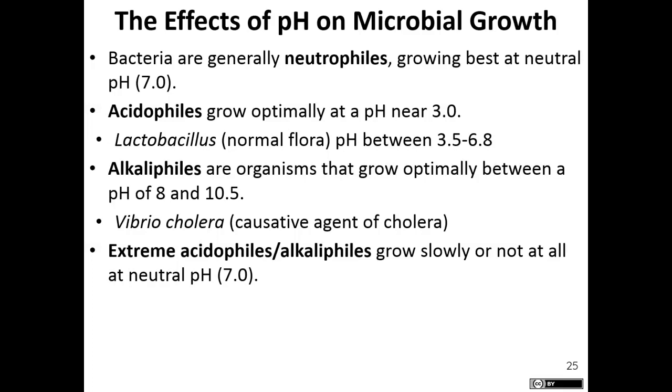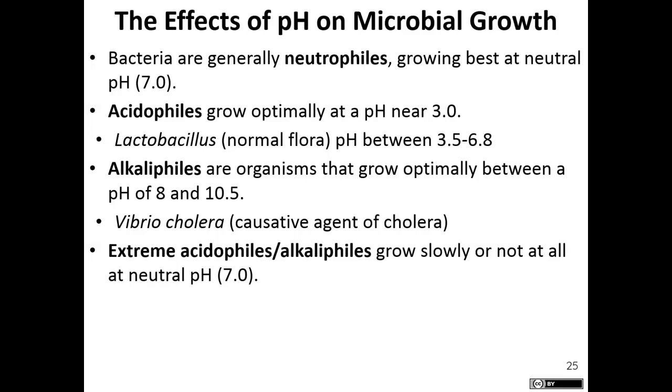It's not part of what we would call our normal flora, but it's found in a lot of people's stomachs, and it grows at a very low pH, closer to 1, between 1 and 2, depending on how much hydrochloric acid is in your stomach at any given time. And so these organisms aren't going to grow as effectively if they're in other pHs.